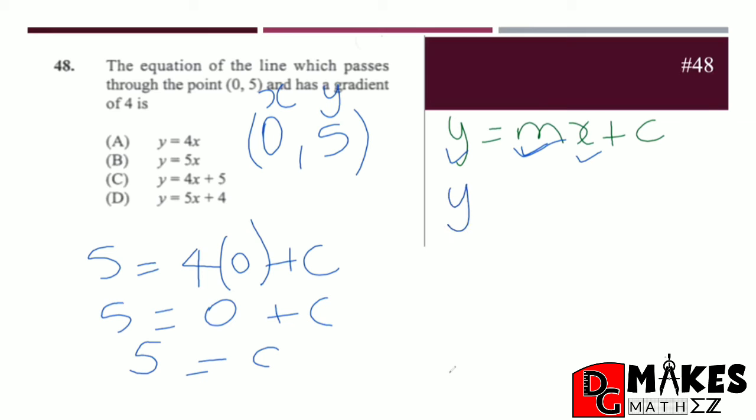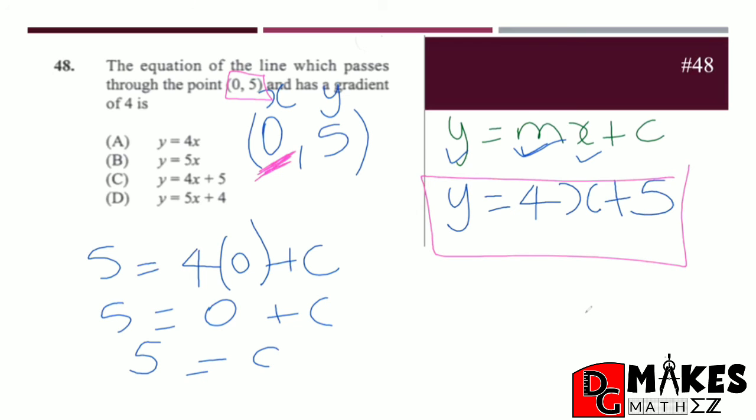So we now have our equation to be y equals 4x plus 5. By the way, this (0, 5) here hinted to us as well that that was going to be the y-intercept. Why is that so? Because anywhere that this line cuts the y-axis, that's where the value of x is going to be 0. And as we can see, the value of x is 0 here. So this is our answer, which is C.